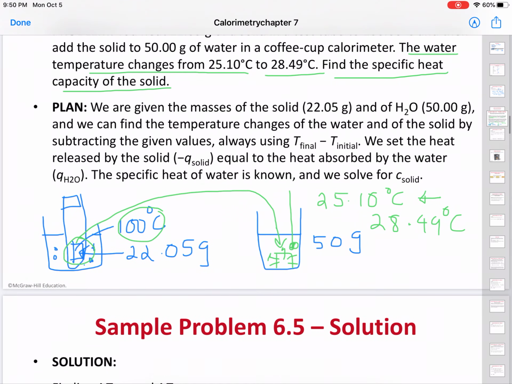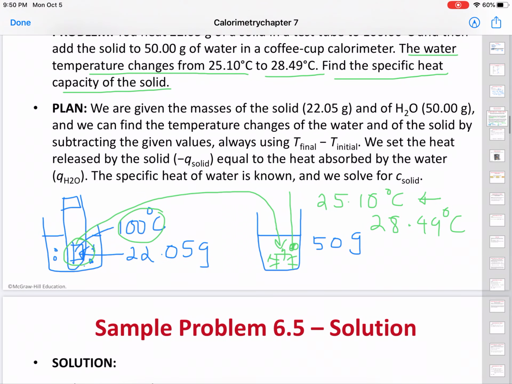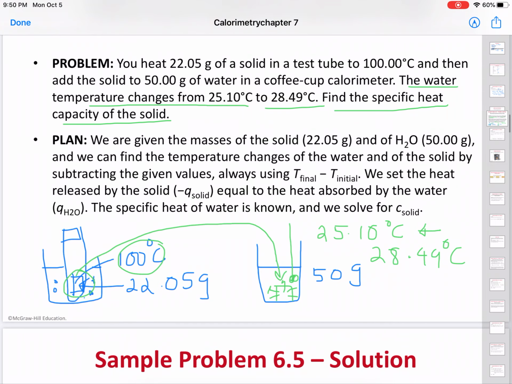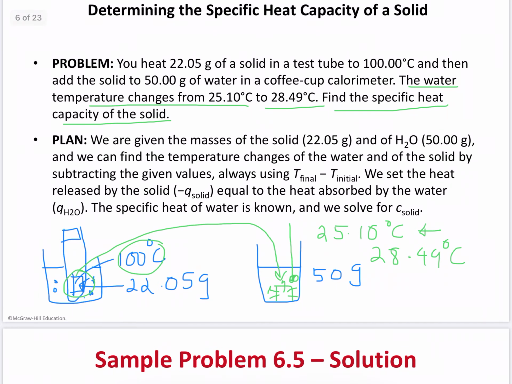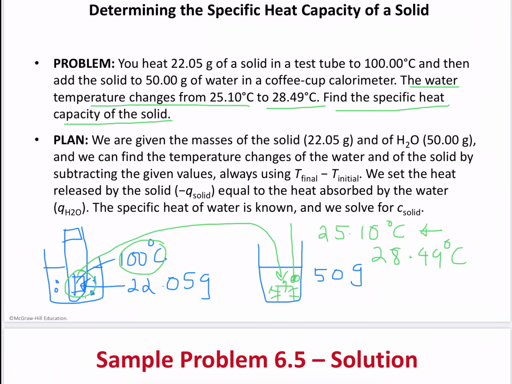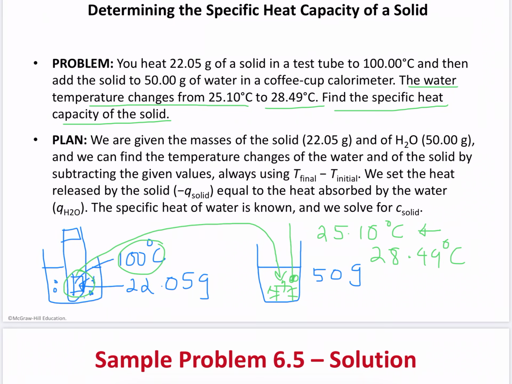What are we going to do? So plan. We are given the mass of the solid. We know the mass of the solid, 22.05. And we also know the mass of the water, 50 grams. And we can find the temperature change of the water and of the solid by subtracting the given values. Okay, delta T. So we always use final temperature minus the initial.